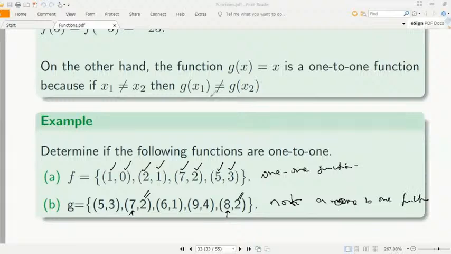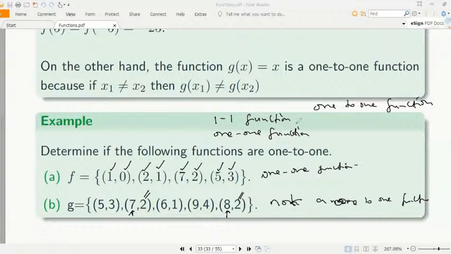Some books write it this way, others write it another way, so there's no problem. It depends on the book you are reading, and the information is the same. And I've also said that it's the so-called injective function.